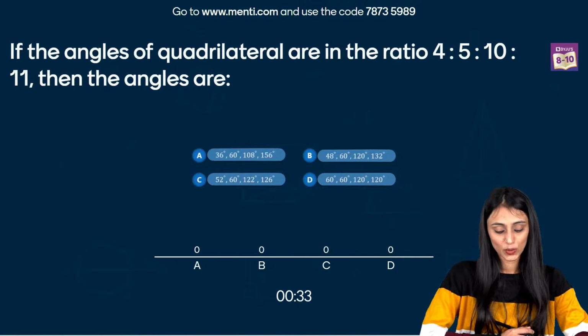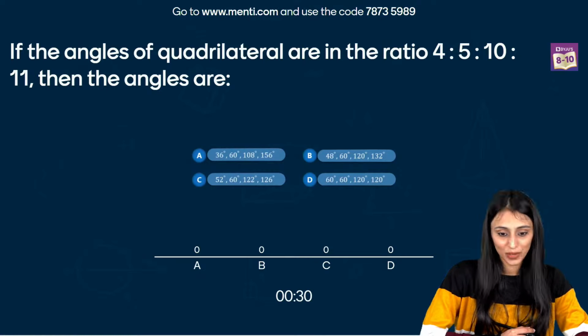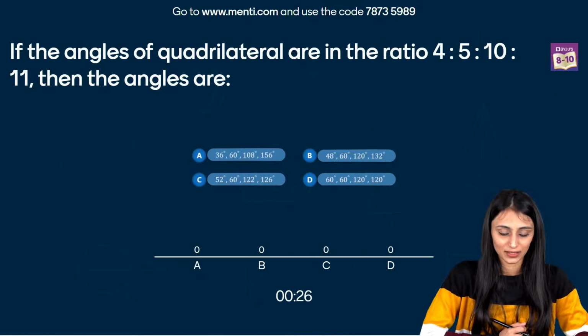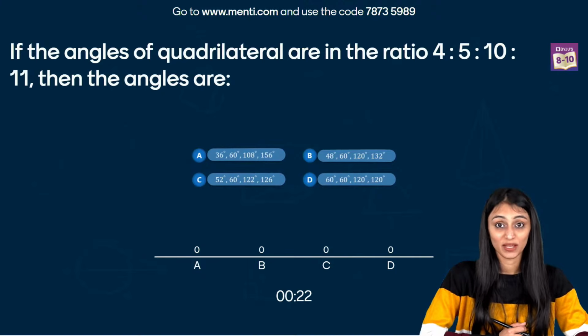Quadrilateral angles ratio is given. You have to find out their angle measures. Again, using the property and just calculating it. I hope this time you won't make any calculation error.